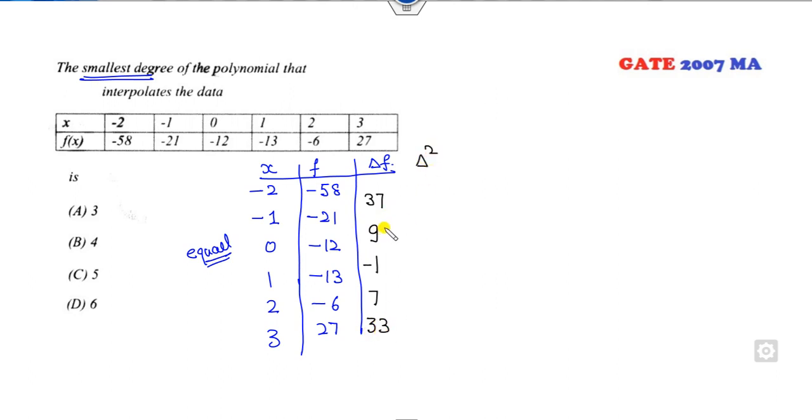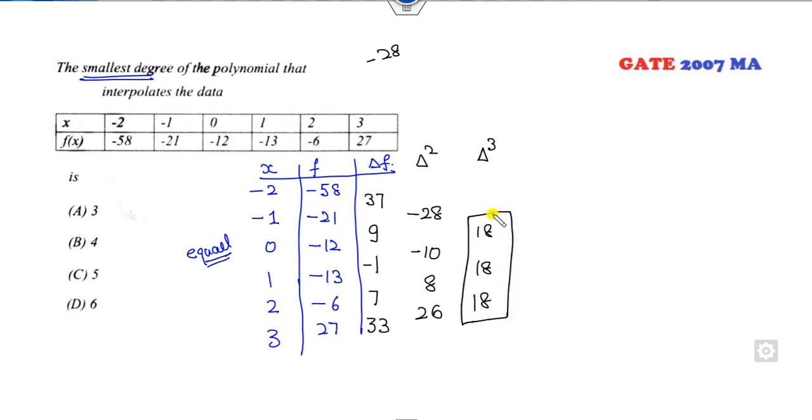Find the second difference. Again subtract them. It's minus 28 divided by 2. Fine. Because now if they are equally spaced, there is no issue. So minus of 10, it is 8. It is my 26. Find del cube. It is my 18. It is plus 18. It is plus 18. Now you can see these are the same values. So at which value are they the same? That's degree 3. So the smallest degree is a cubic polynomial. So what is the cubic degree? It is 3 degrees, the right answer of the problem.